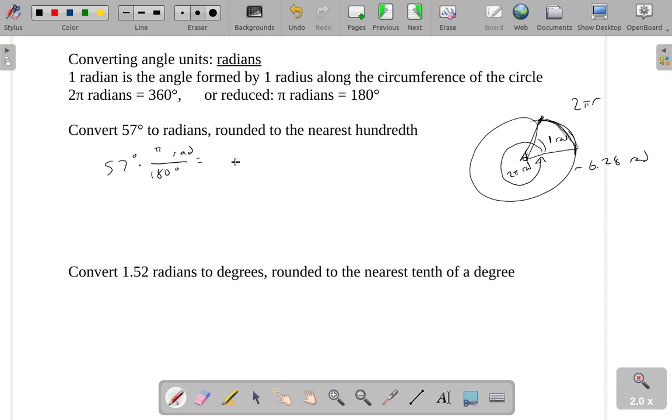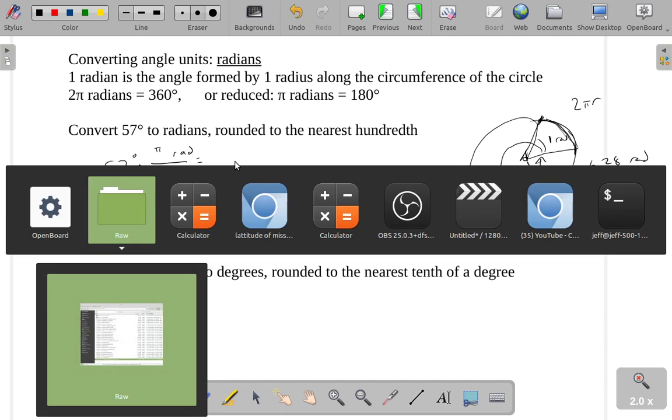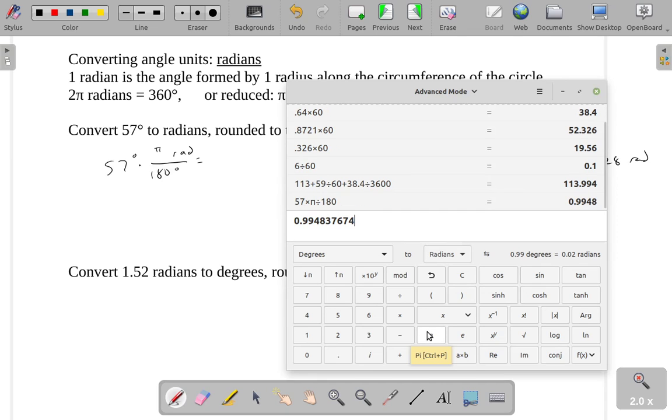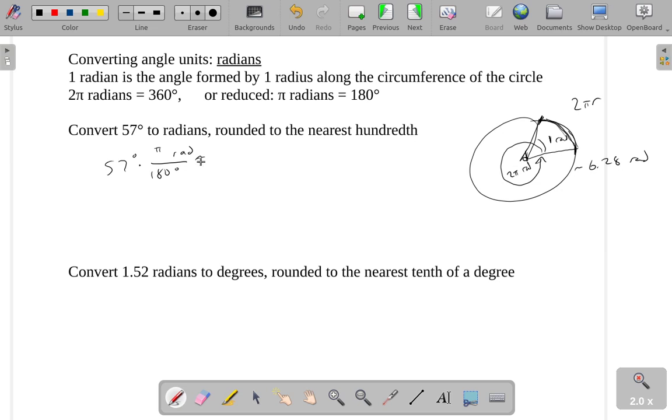So that means when I'm multiplying here, I'm going to take 57 times pi, divide that by 180, and this will give me 0.995 approximately. 0.995 radians. So 57 degrees is just slightly under 1 radian.